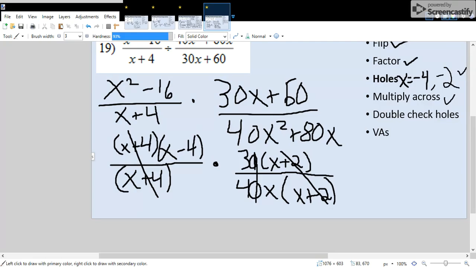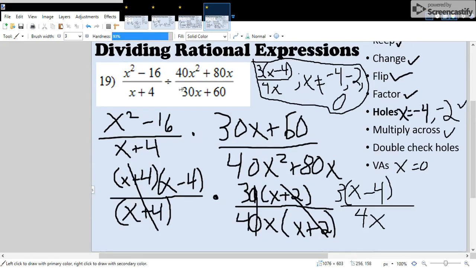Okay, pause the video, see if you can find your vertical asymptotes. For your vertical asymptote, we set 4x equal to 0, so x will just equal 0 there. So your final reduced form would look like this: 3 times x minus 4 over 4x, where x cannot equal negative 4, negative 2, or 0. And that's your answer.